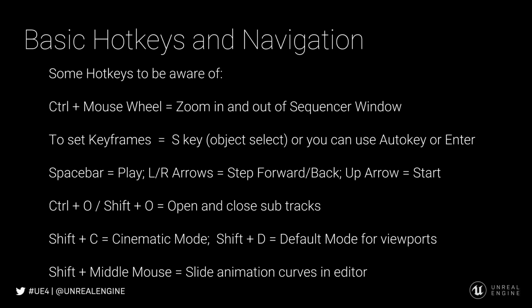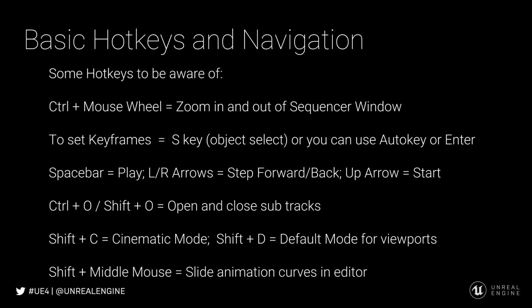Here are a few hotkeys I found can be really handy when using Sequencer. There's a nice page in the docs which shows more, so definitely check that out. But with Control plus mouse wheel, you can zoom in and out of the Sequencer window. To set keyframes like I mentioned, you can use the S key or you can use Auto key or Enter. Hit the spacebar to play. You can use the left and right arrows to step forward and back by single frames, and use the up arrow to go back to the start.